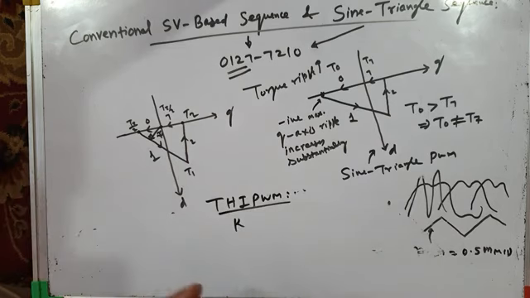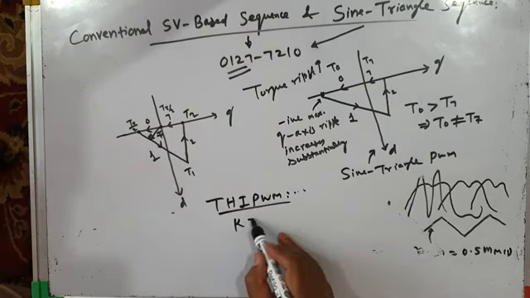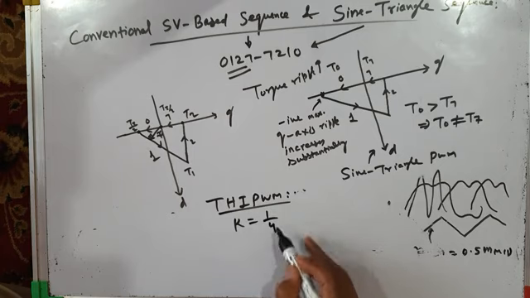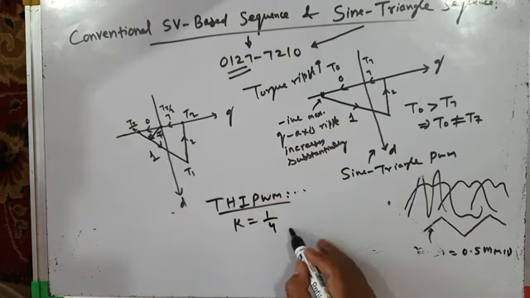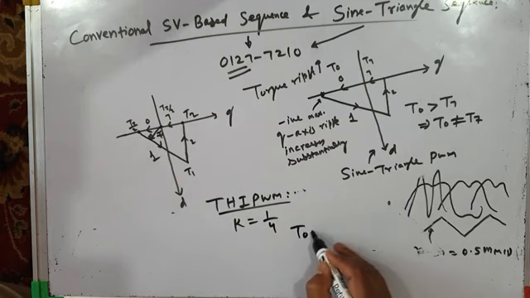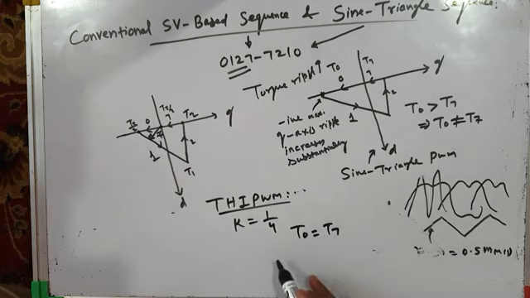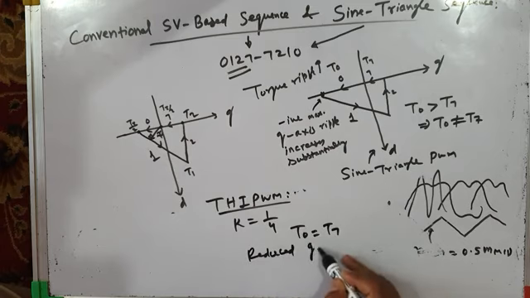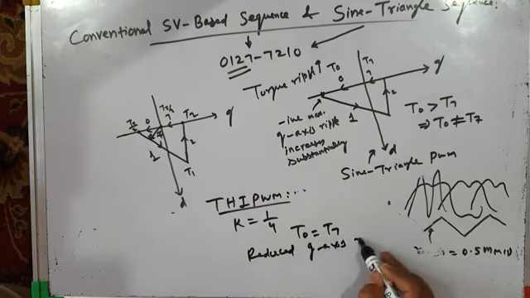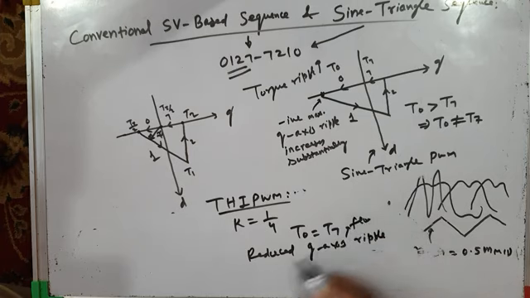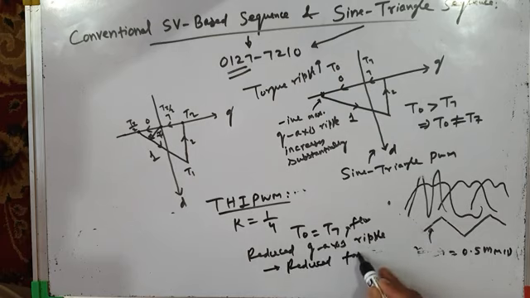If you use third harmonic injection PWM with k equal to 1 by 4, that will also result in equal null vector timings, that is T naught equal to T7, and that will also result in reduced q-axis flux ripple, and hence that will also result in reduced torque ripple.